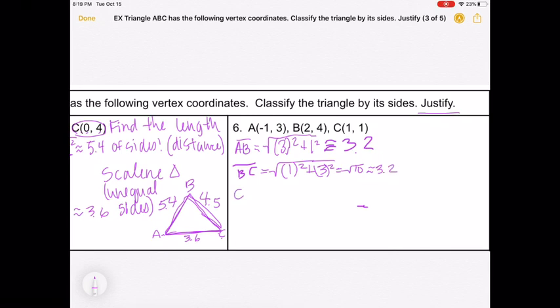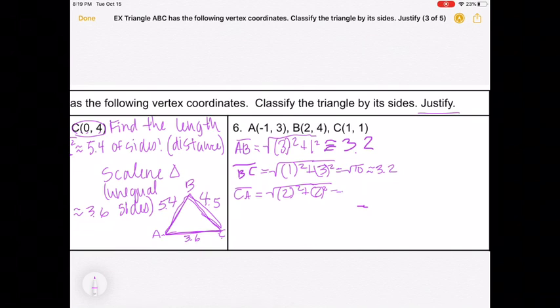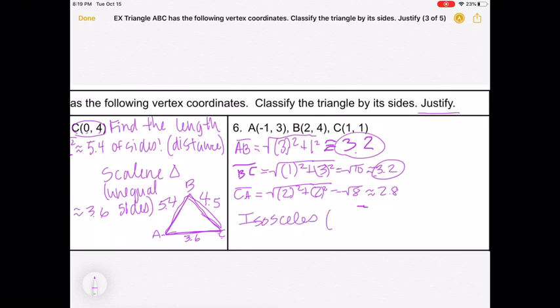All right, and then we had CA. The x's were 2 apart, and so were the y's. So that's 4 plus 4, so square root of 8 is approximately 2.8. Okay, so that gives us these two equal sides. So a triangle with two equal sides is isosceles. My justification would be two congruent or equal sides.